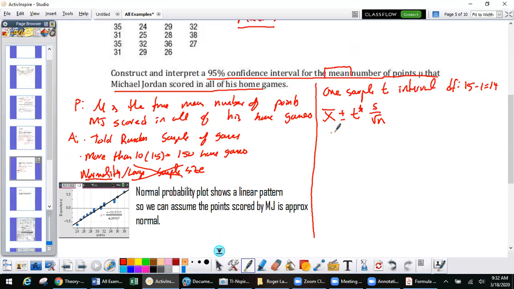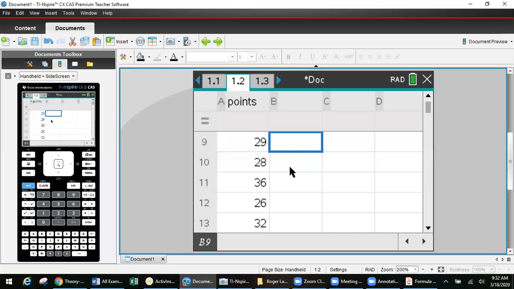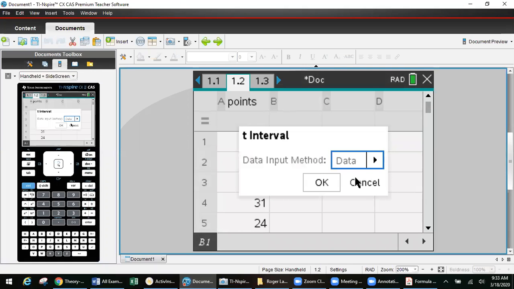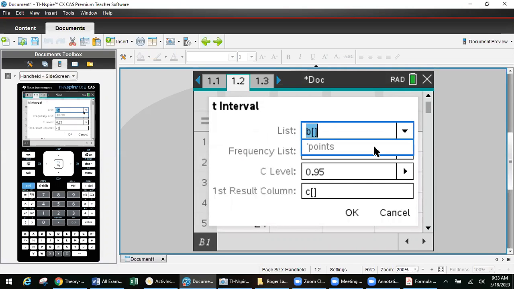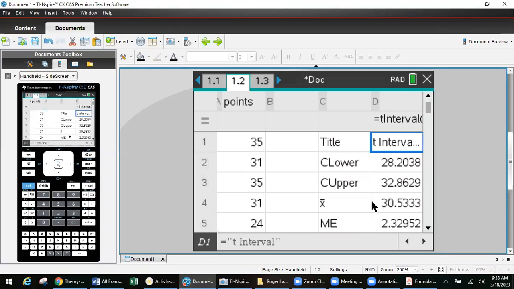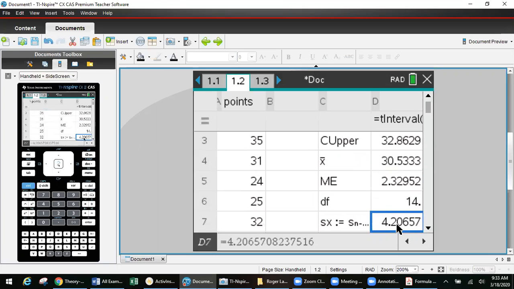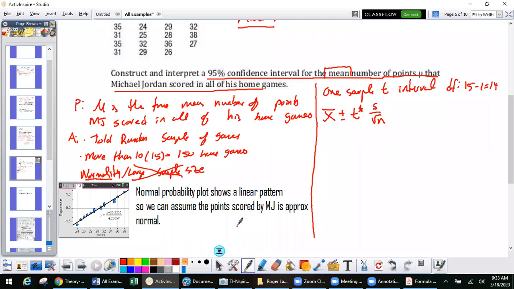Okay, x bar in this case, I need to go grab it from the work. Actually, honestly, guys, I'm just going to run it in the calculator, and then it would just come back and fill it in. So I can do that right from here. So menu, stat, confidence interval, t-interval, and this time I have the data. I want to run it on points, and I want a 95. Okay, so here's x bar, and if I scroll down, there's s. So x bar is 30.5, s is 4.2.